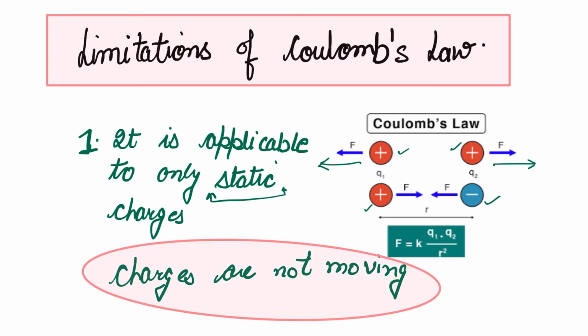They are not moving. Because when the charges move, due to the movement of charges, current is generated, and that current results in the formation of a magnetic field around the charged particle, due to which the force will not be just the Coulomb force; magnetic forces will be there also, right? So if you want to apply Coulomb's law, the must condition is that your charge must be static.